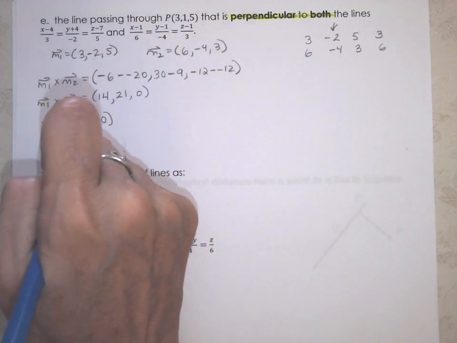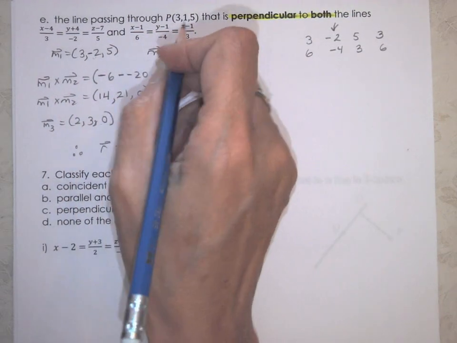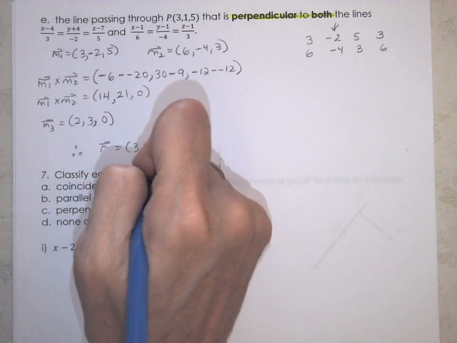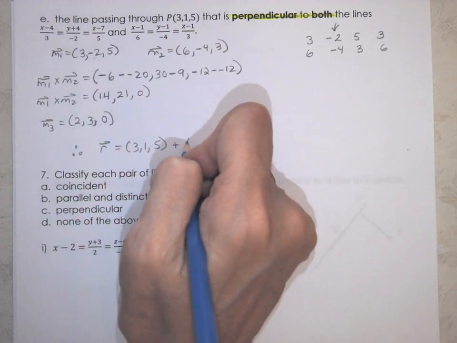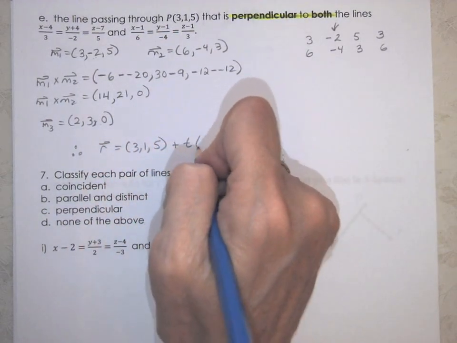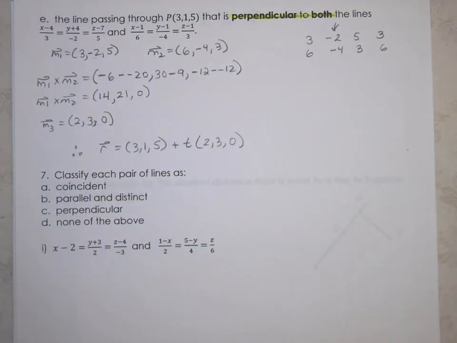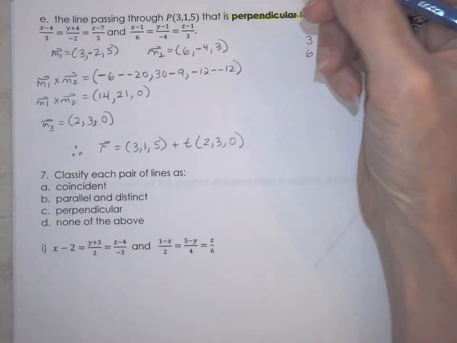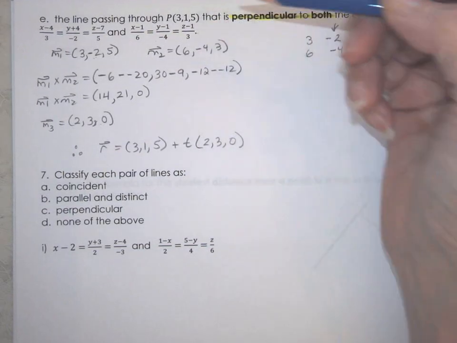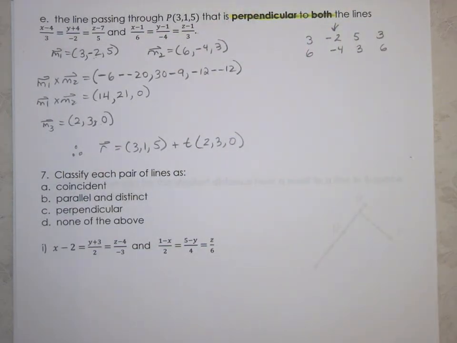So the vector equation of my line contains this point plus parameter t times my direction vector (2, 3, 0). So there's the equation of a line going through this point perpendicular to both of those lines.